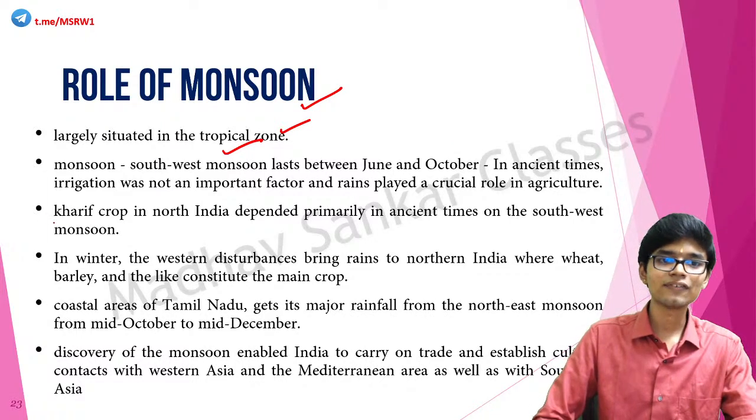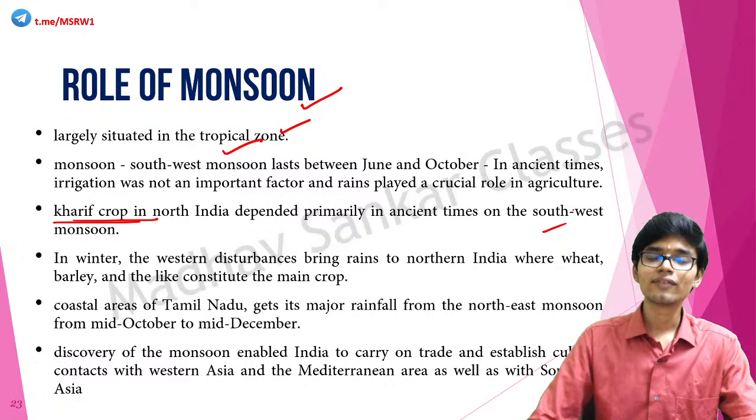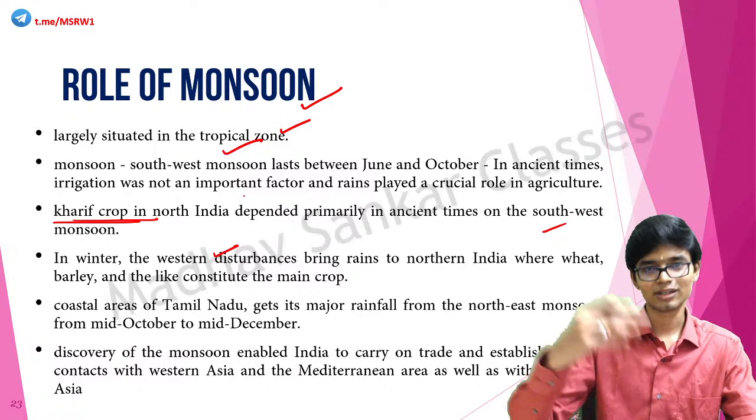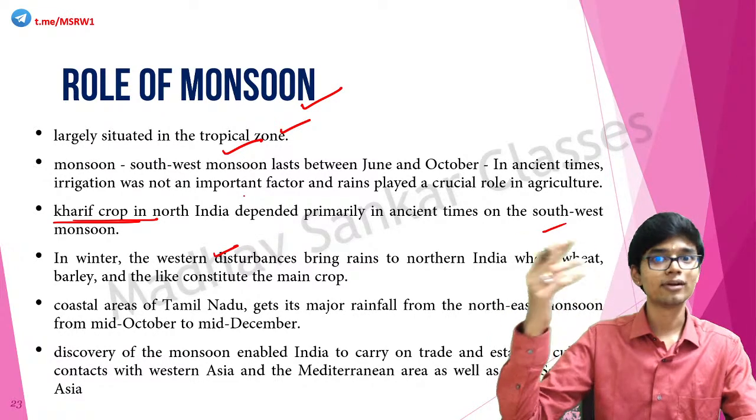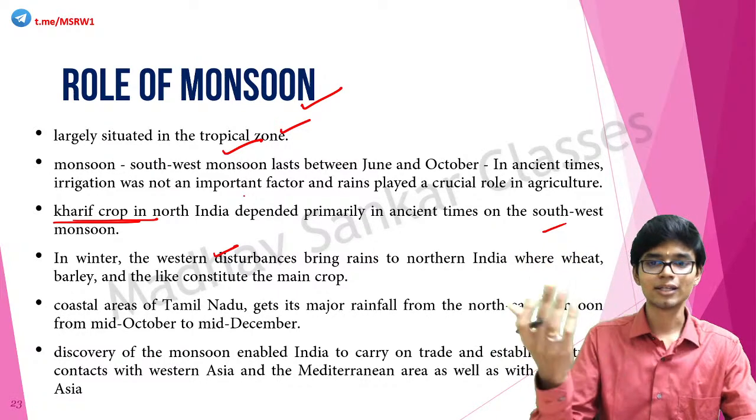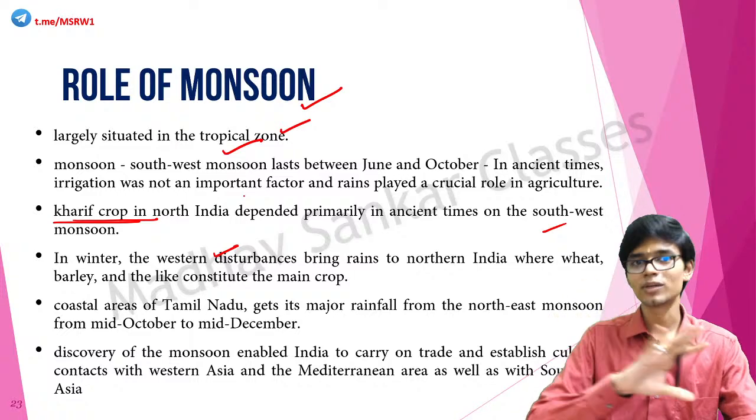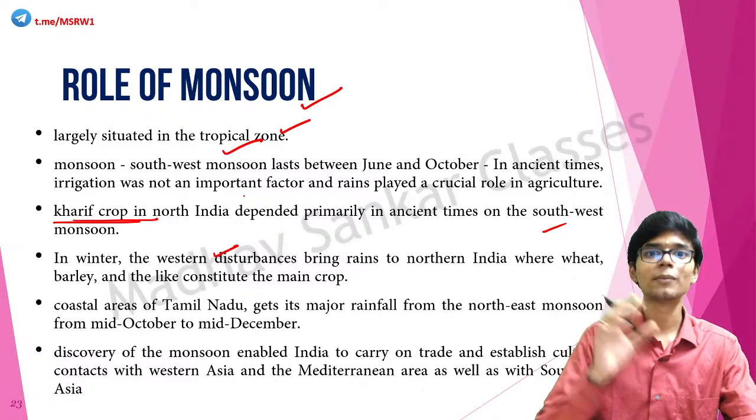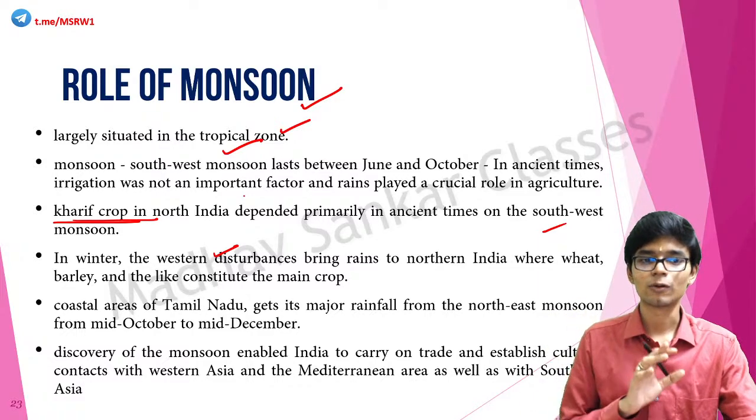For example, the Kharif crops in North India depend a lot on the southwest monsoon for water. During the winter season, western disturbances give rain to North India, thereby aiding the agricultural process. Coastal regions like Tamil Nadu benefit a lot from the retreating monsoon, or the northeastern monsoon. The northeastern monsoon does not bring too much rain to India, but it does bring rain to Tamil Nadu. I think you know that from your geography studies.